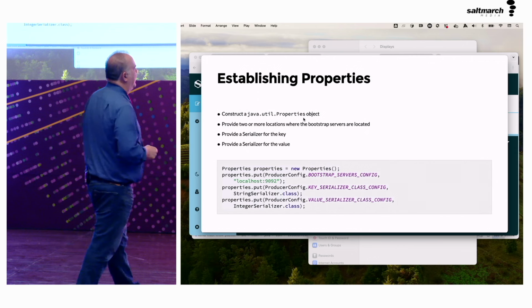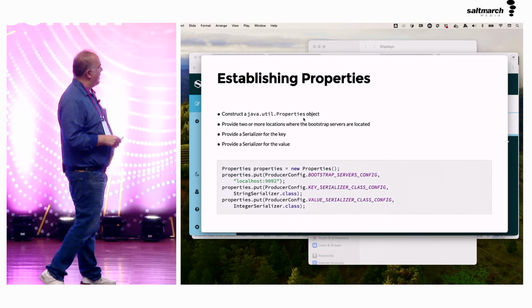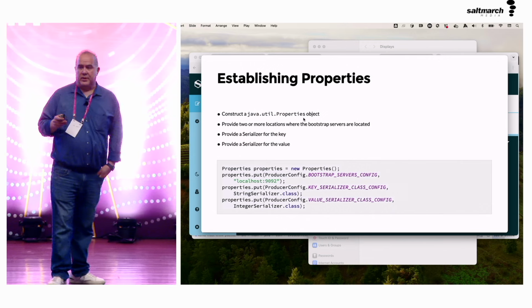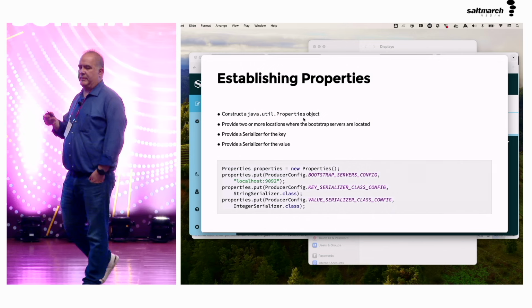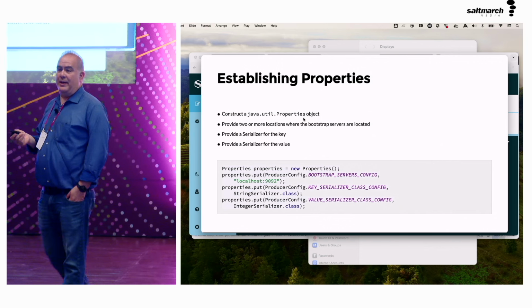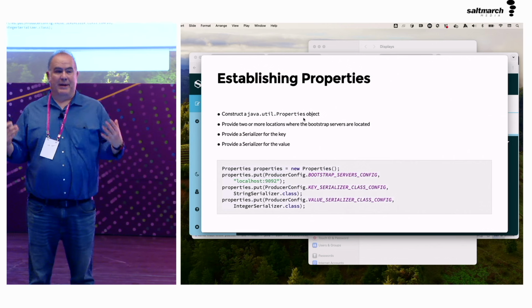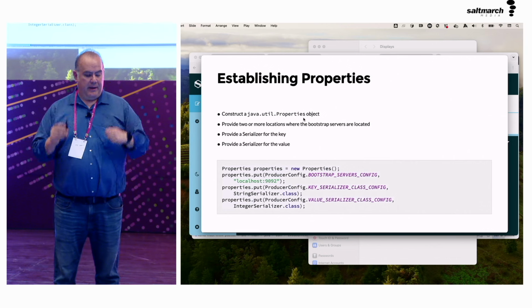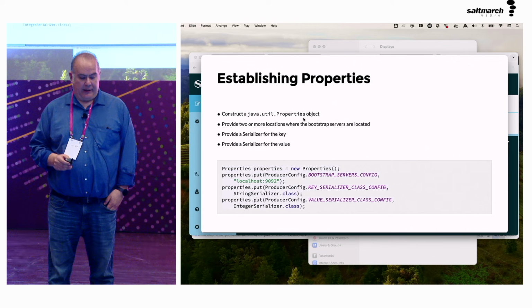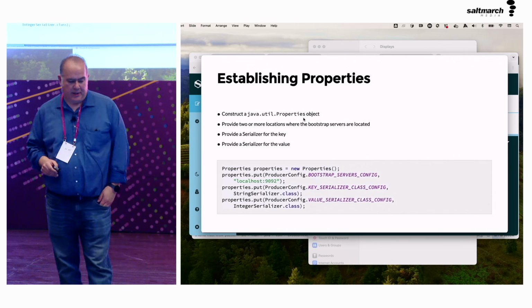All right, so here we go. Establish properties, Java util properties. You set up the bootstrap server. You should have two. Ignore my slide on this one. You should have two because if you can't communicate with one broker, you go to another, and you get a communication going. So again, you typically put two addresses there.